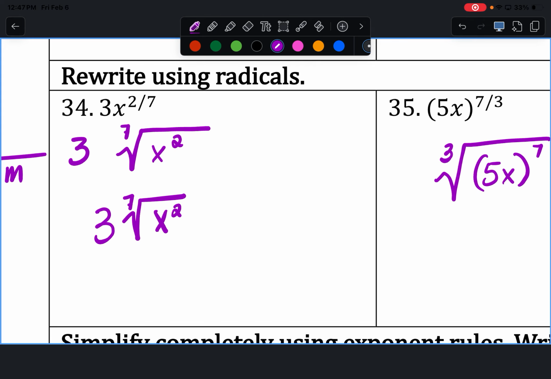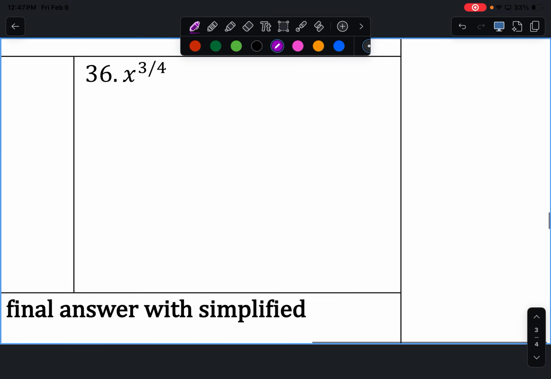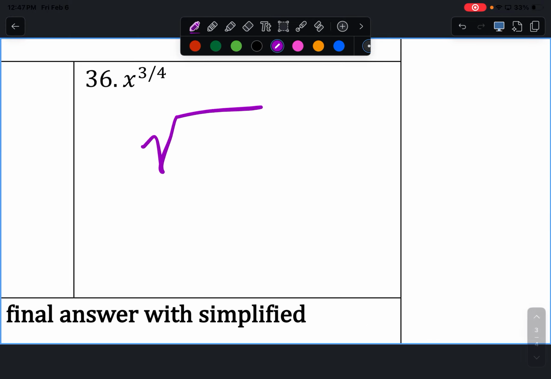That was my bad. Just for that, we will do 36 together as well, just to make sure we've got it. Okay, for 36, we write our radical. What's our base? What's our power? 3. What is our root? There we go. That is how we do that.